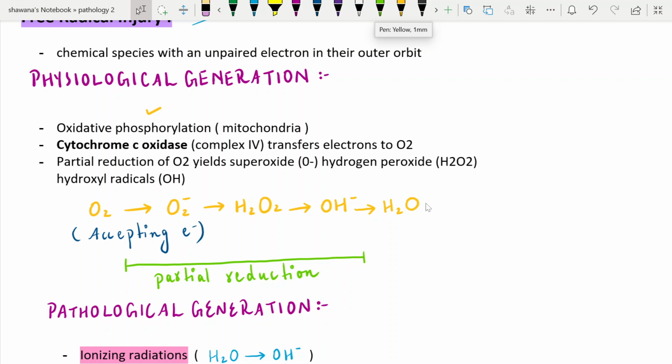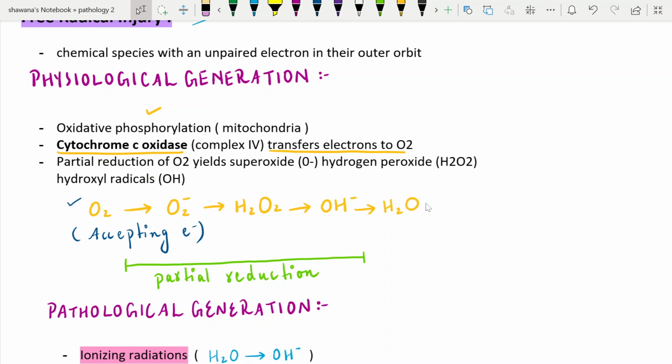In oxidative phosphorylation, there is an enzyme known as cytochrome C oxidase, to be more specific, complex 4. It transfers electrons to oxygen. When one atom accepts an electron, it's called reduction, and when it gives away electrons, it's known as oxidation. So when oxygen accepts electrons, it is undergoing reduction.